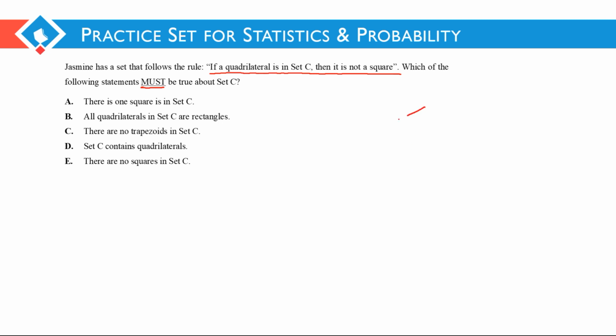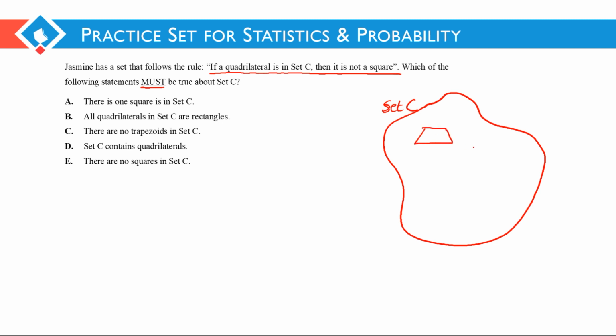So let's just create a set C over here. I'll just create some random set over here. We'll call this set C. And in this case, it says if a quadrilateral is in set C, then it is not a square. So in here, you can have a trapezoid. You can have a rhombus. You can have parallelograms. You can have rectangles, but no squares in here.